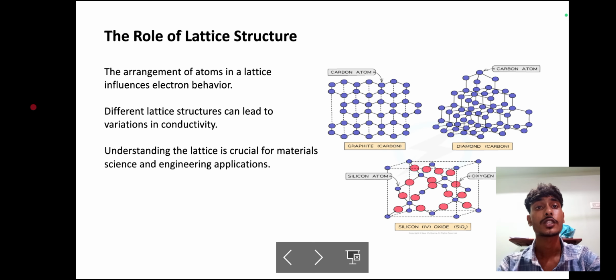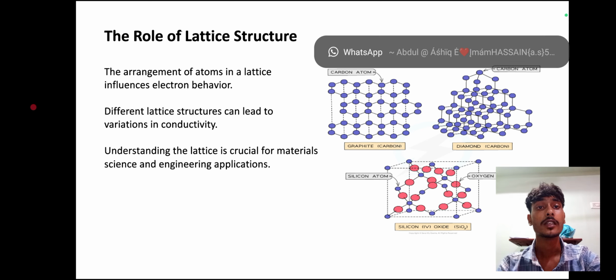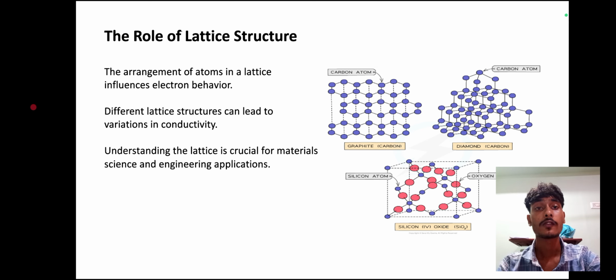Role of lattice structure. The arrangement of atoms in a lattice influences electron behavior. Different lattice structures can lead to variations in conductivity. Understanding the lattice is crucial for materials science and engineering applications.